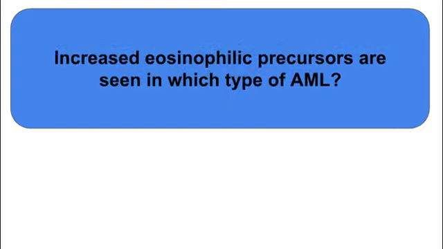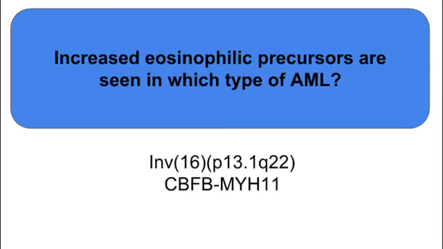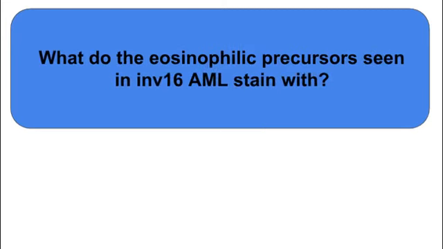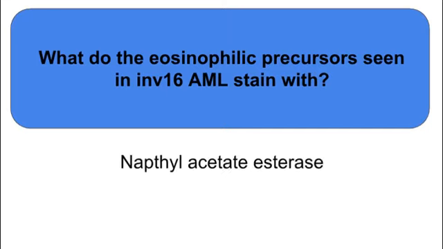Increased eosinophil precursors are seen in which type of AML? AML with inversion 16. What do the eosinophilic precursors seen in inversion 16 AML stain with? Naphthyl acetate esterase. Naphthyl acetate esterase does not stain normal eosinophils.